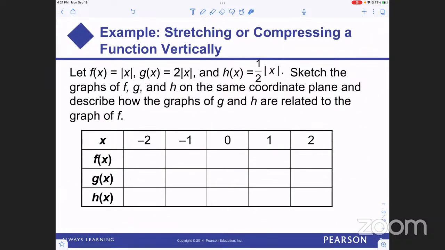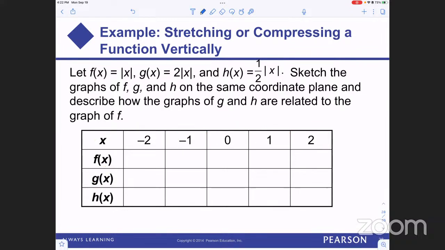So in this example, we're given that f of x is the absolute value of x, so that's our basic function. Now we're multiplying the outside by a number larger than 1. And we're also going to consider we multiply the outside by a number between 0 and 1. And we want to see how these manipulations affect the graph. So, we're going to choose several values of x, which is already done for us, and then pass them through these 3 functions, okay?